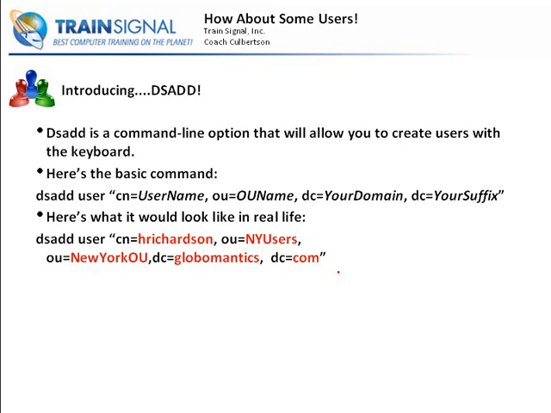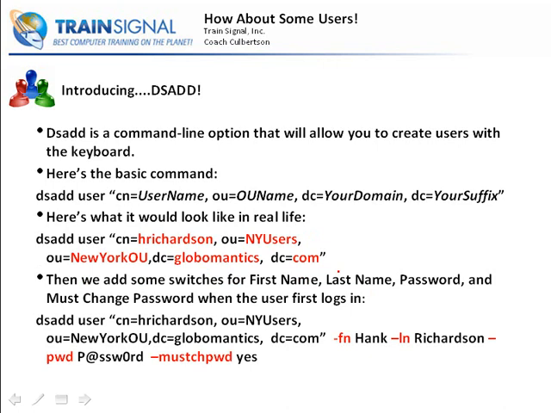the Globomantics.com name. Now I know it looks kind of like spaghetti initially, but it's going to take a little bit for you to get your head wrapped around it, but I promise once you do, you're really going to dig it, because here's the thing. We also need to add in some switches for first name, last name, password, must change password, all these things. Now these switches, let me point them out to you here. They're down here in red, and they're very, very simple. -FN stands for first name. -LN stands for last name. Then we have the dash, and it's kind of separated here, -PWD. The -PWD is password. And then in order to force a user to change their password, we put in a little switch called -mustchpwd.